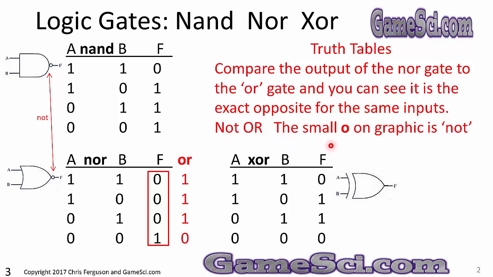Not OR. The small o on the graphic means not. If you look at that little circle at the end of the graphic, see the circle there? That's what makes this a NAND gate or a NOR gate. That little circle means take the not. This is a normal OR gate with a not at the end, which makes it a NOR gate. This is a normal AND gate with a not on the end, which makes it a NAND gate.